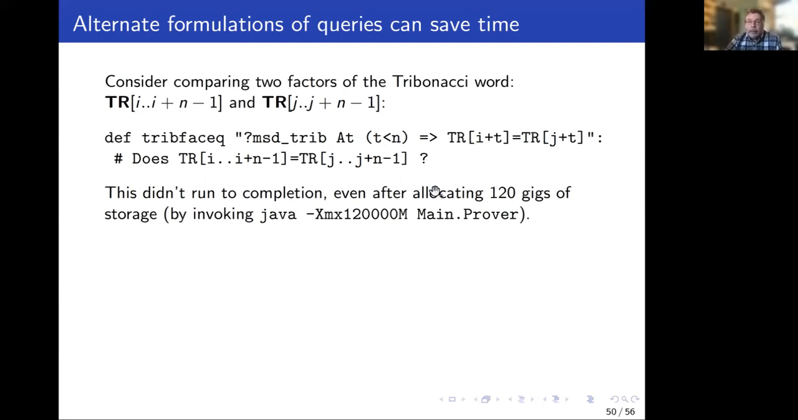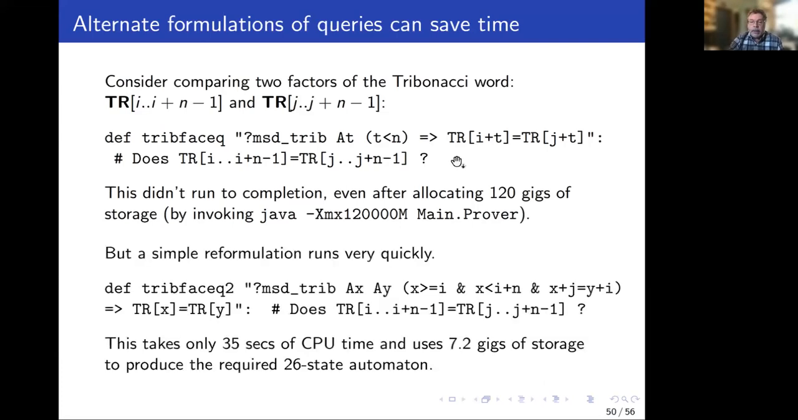So here the problem is that you've indexed by 3 different variables, i, j, and t. And that's creating a rather large automaton, which it then has to determinize, and it just can't do it. So the idea is how to reformulate this assertion, that the length n factor beginning at position i is the same as the length n factor beginning at position j, using fewer variables. And here's how we can do it.